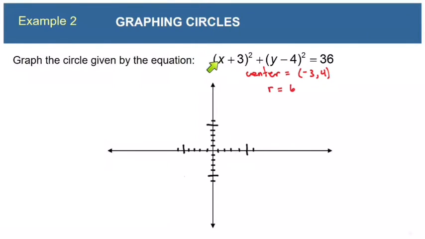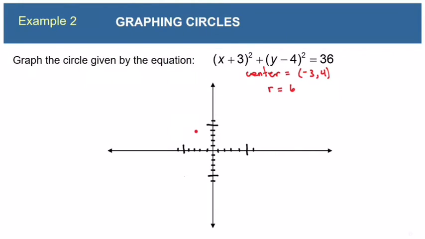Remember, what we've got here is x minus h. So even though we see x plus 3, we know that the formula requires us to have x minus h. So if this has got to be thought of as minus, then this has got to be thought of as -3. And then this is y minus k, so k is 4. And then the right side is r squared. So if r squared is 36, then r is 6.